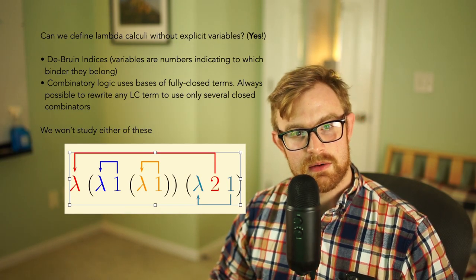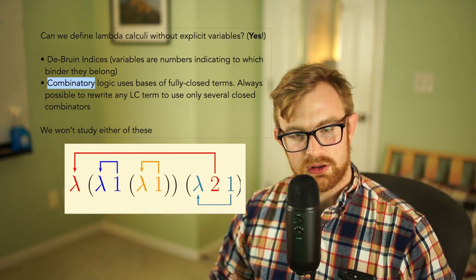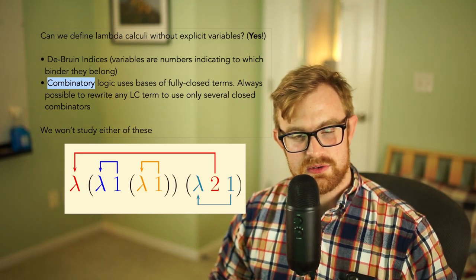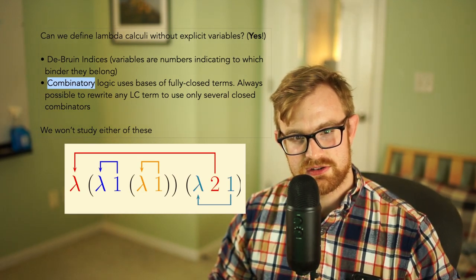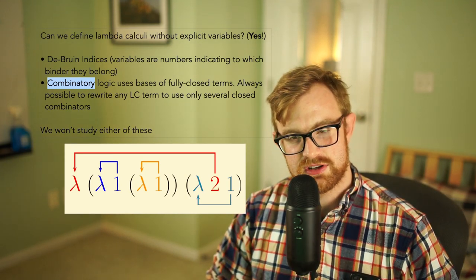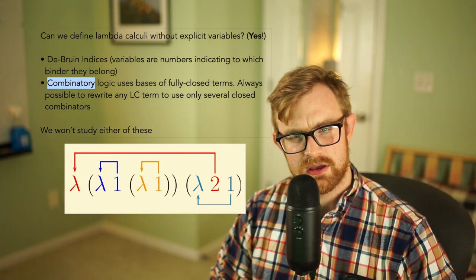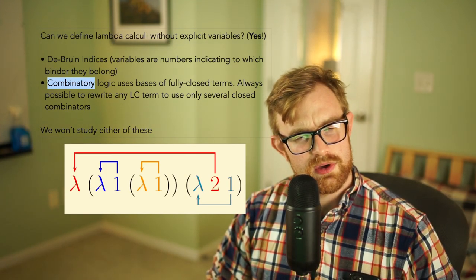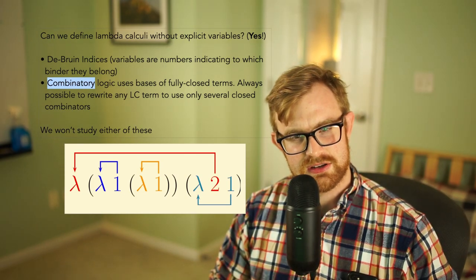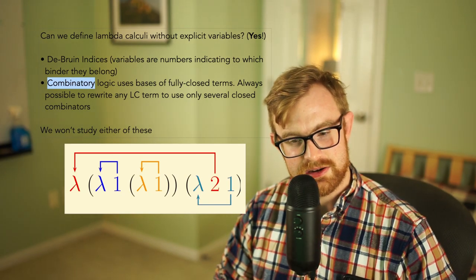Now, similarly, people tried to define combinatory logic that is based off of fully closed terms. So you can actually rewrite any lambda calculus term that uses lambdas with arguments into just a big set of terms that is composed out of just a few basic combinators that are fully closed. This is extremely surprising, but maybe not so surprising because we can always compile arbitrarily complex programming languages down to tiny instruction sets. And so this is essentially the same result for the lambda calculus, right?